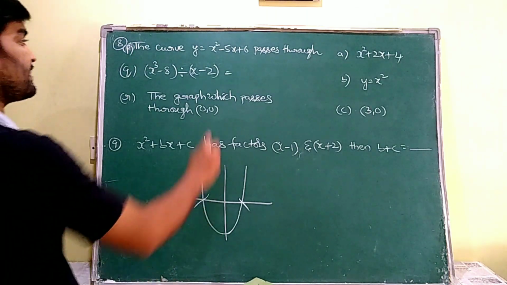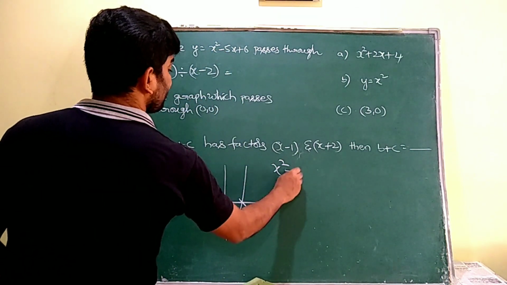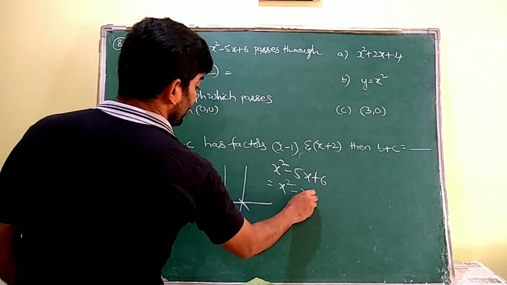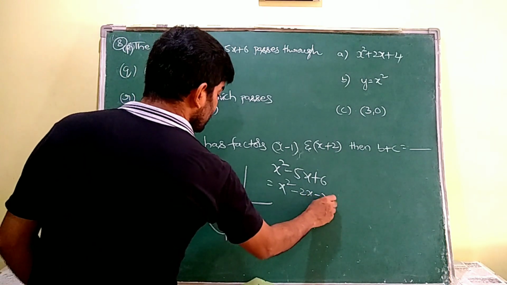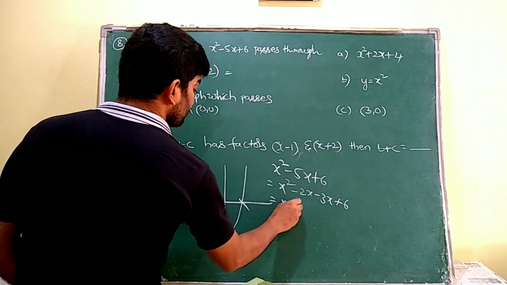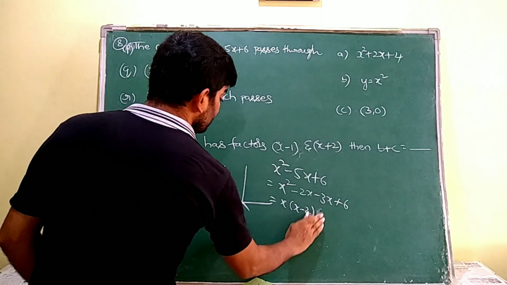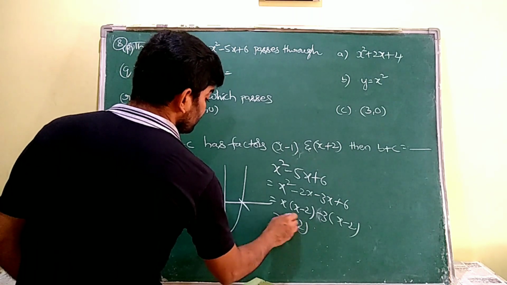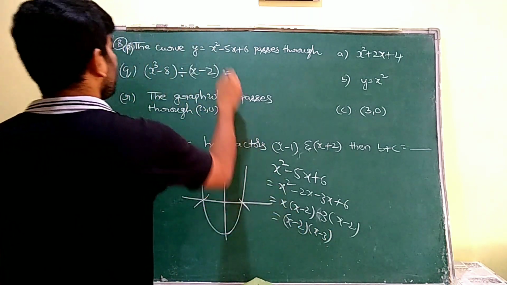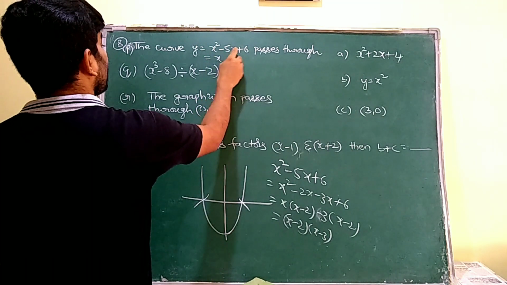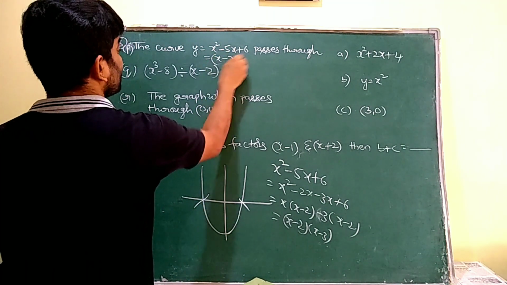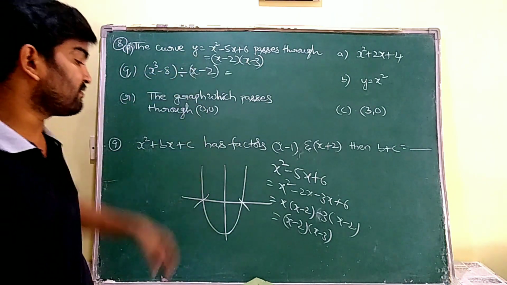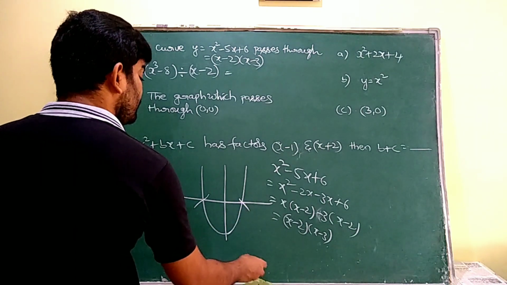Okay, that means you have to factorize this x square minus 5x plus 6. x square minus 2x minus 3x plus 6. By this we take out x minus 2 common, so x minus 2 into x minus 3. So this y is equal to x square minus 5x plus 6 is expressed as x minus 2 into x minus 3.